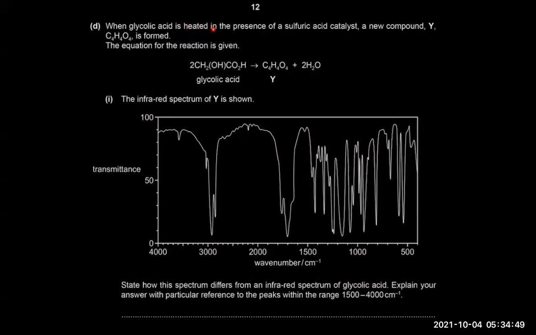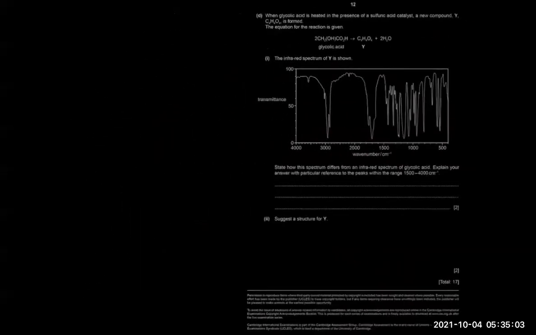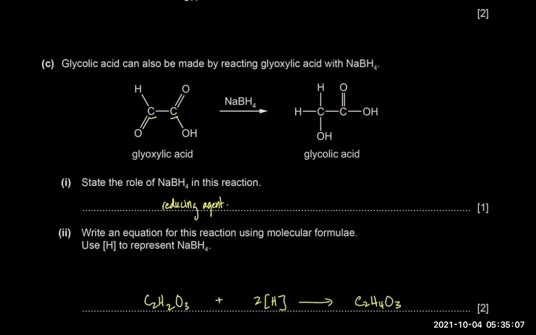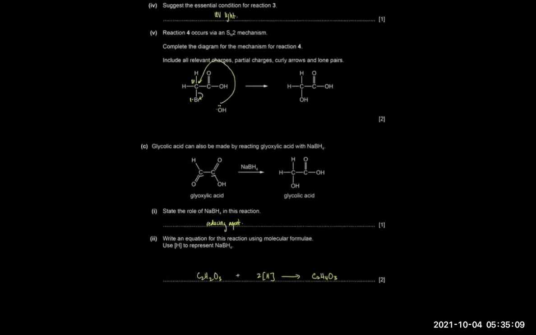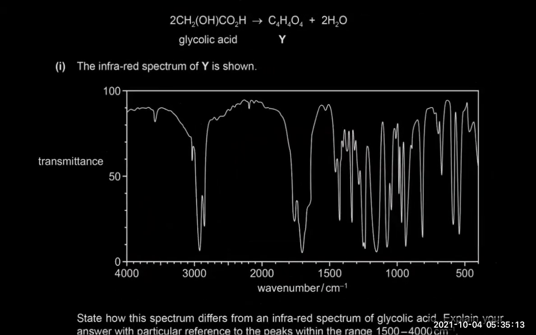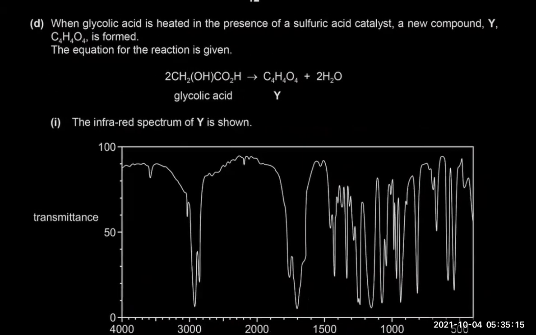Glycolic acid is heated in the presence of a sulfuric acid catalyst. A new compound Y is formed. The infrared spectrum of Y is shown. अच्छा, पहले बताओ रिएक्शन क्या हो रहा है ग्लाइकोलिक एसिड का यहाँ पर. Glycolic acid, in the presence of concentrated sulfuric acid, is releasing water. So what type of a reaction? Esterification हो रही है ना, self esterification.